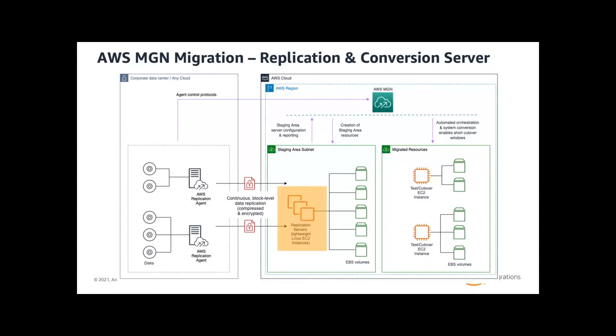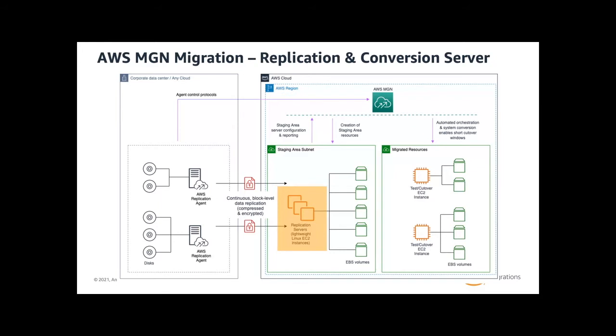So as I mentioned, the replication starts with an initial sync. And during this initial sync, the agent replicates all of the content on the source disk to the EBS volume in the staging area, right? And afterwards, in parallel, the agent tracks and continually replicates data writes as they occur and asynchronously replicates the data to the relevant resource in the staging area.